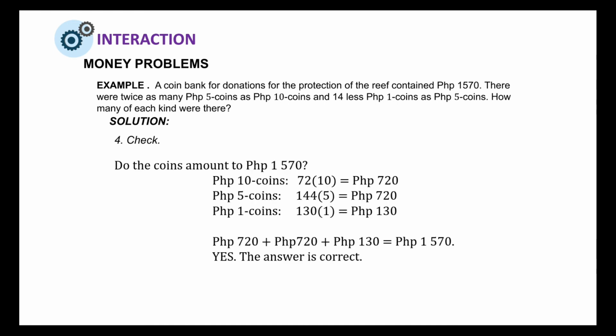Let's check the answer. Do the coins amount to 1,570 pesos? Okay, let's check. 72 times 10 is 720 pesos. And then 144 times 5 is also 720 pesos. And 130 times 1 is 130. So 720 plus 720 plus 130 is equal to 1,570 pesos. So our answer is correct.